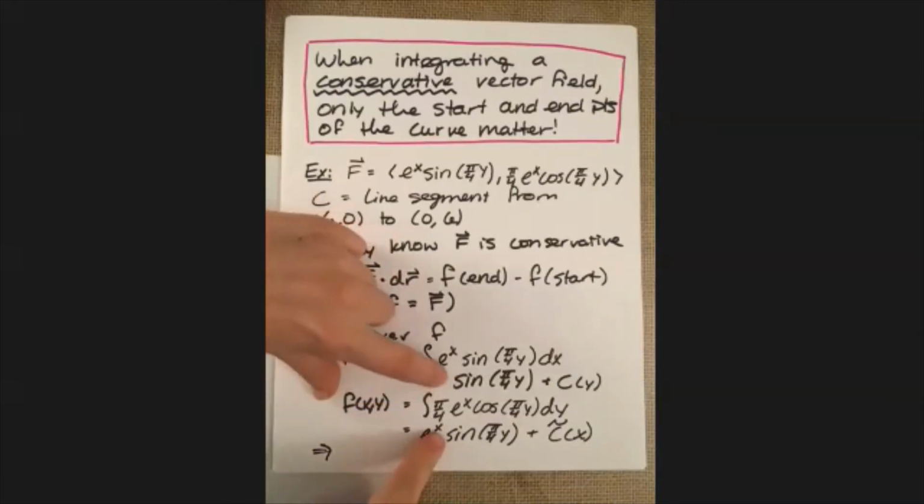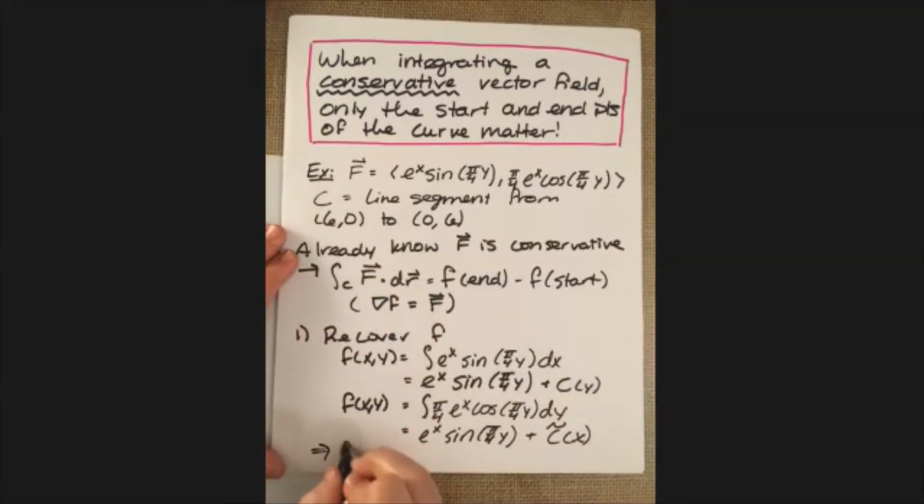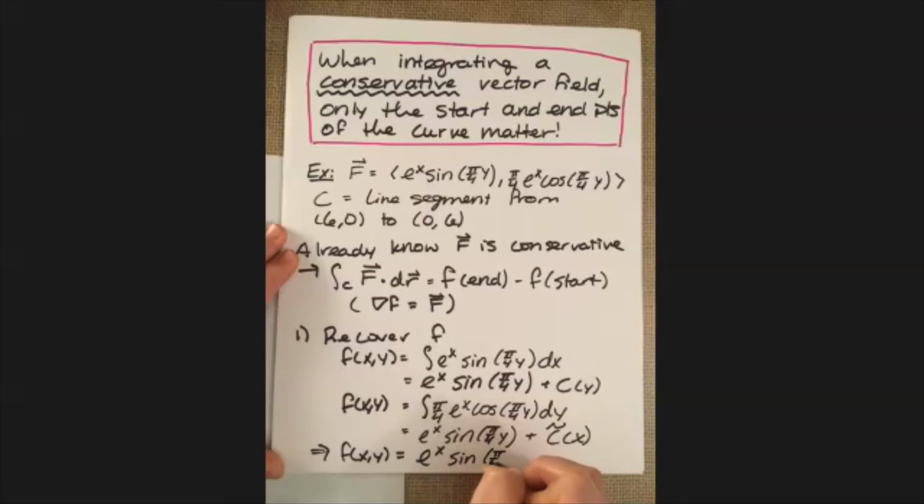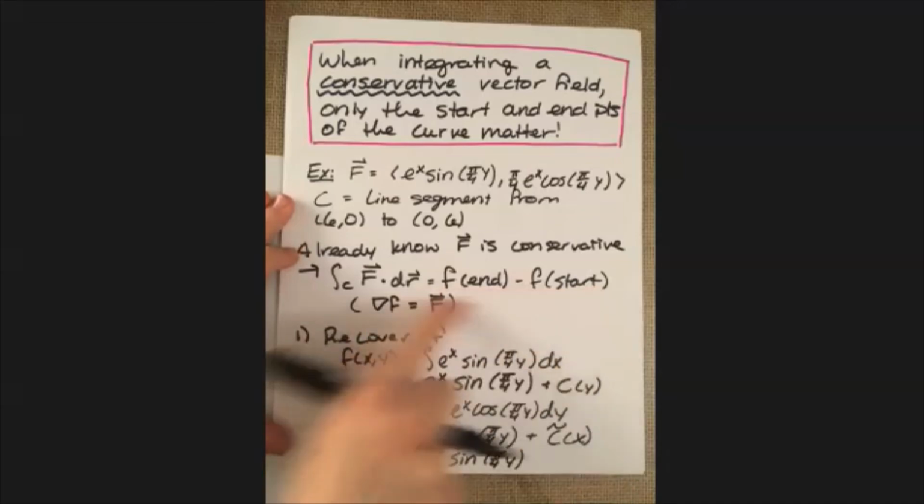Well, these two agree, and neither one of them really adds any new information. So f of xy is really just equal to that e to the x sine of pi over 4y. And then again, we don't really care about the unknown constant. Okay, so this is our potential function, and that's what we're going to use to do our evaluation here.